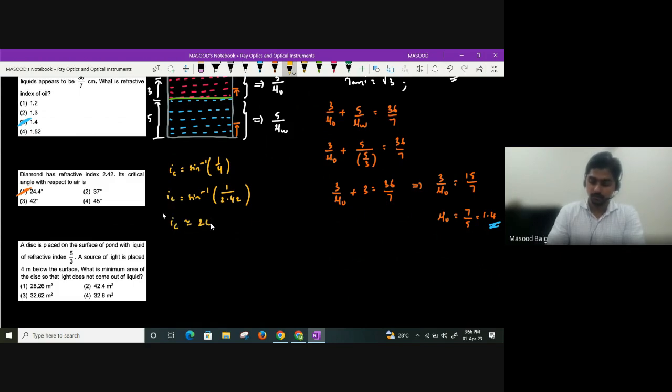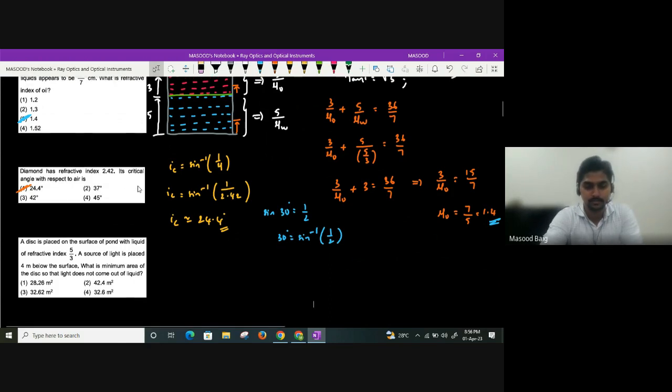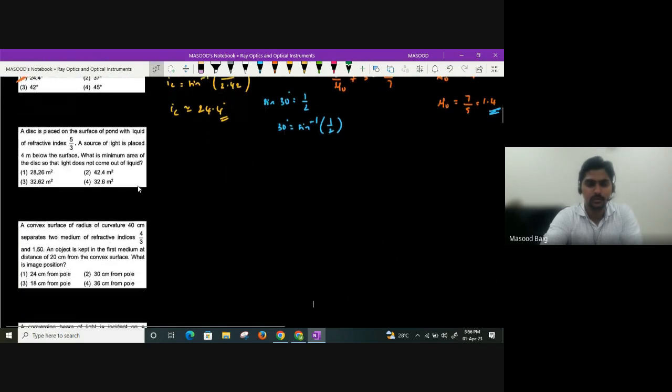Yes or no? Dekho beta, sir, how did you tell this? Now, what is sine 30? Is it 1 by 2? So what will 30 degrees be? Sine inverse of 1 by 2. Yes or no? So sine inverse of 1 by 2 is 30. 1 by 2 is 0.5, beta. But 1 by 2.4 will be less than 0.5 or not? Yes. So our angle will be less than 30, which is near about 24.4 degrees. Clear, all of you? Yes or no, yaar?